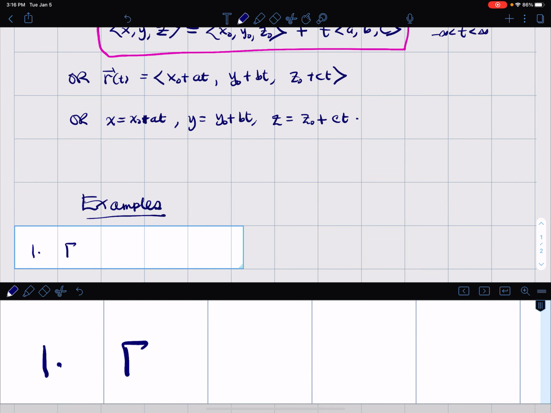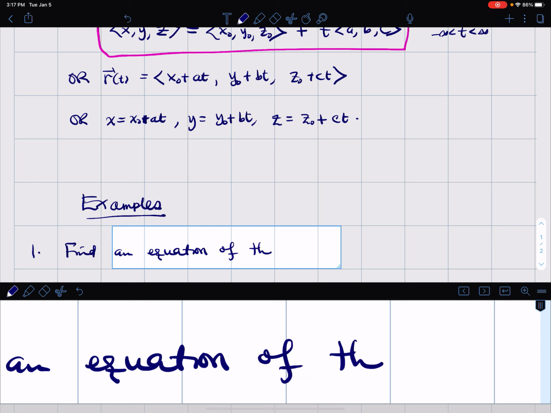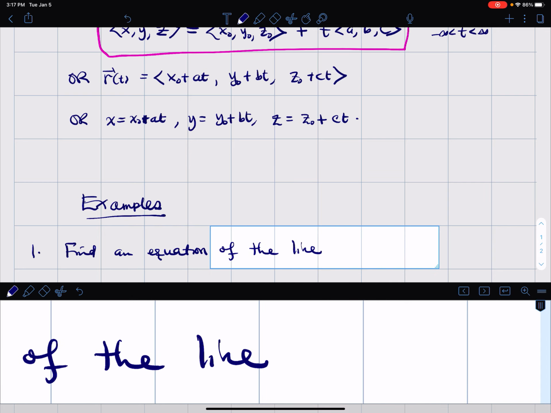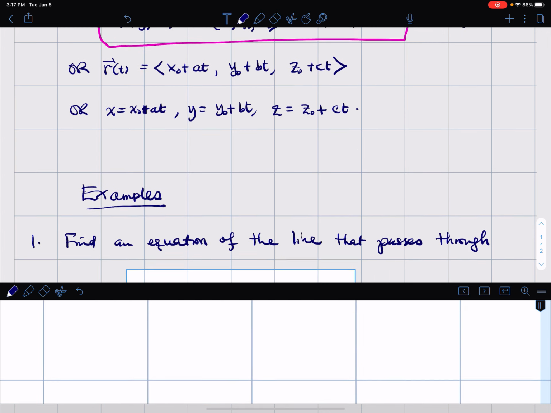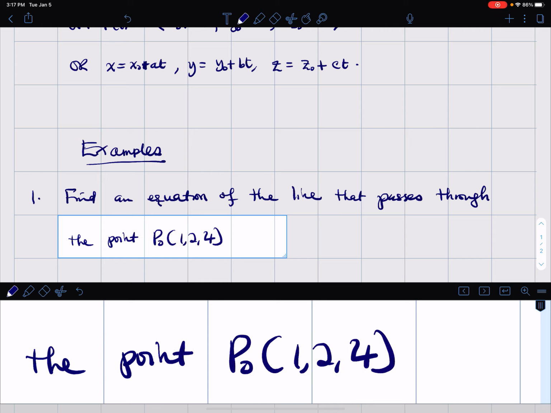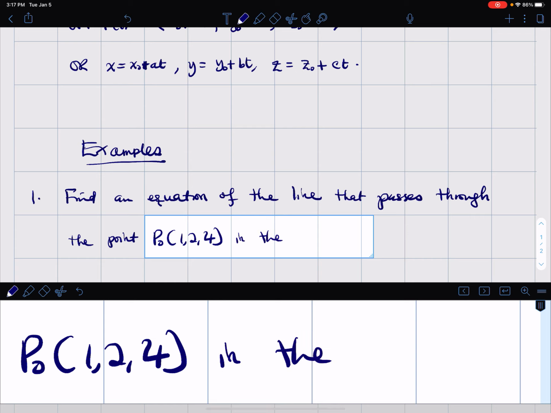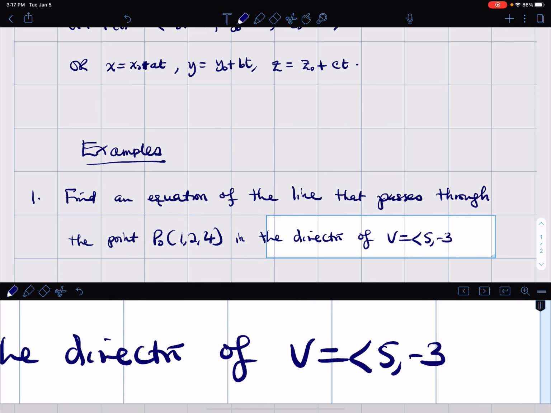First example, we would like to find an equation of the line that passes through the point P0 (1, 2, 4) in the direction of v equals (5, -3, 1).